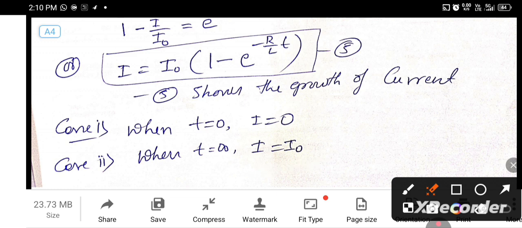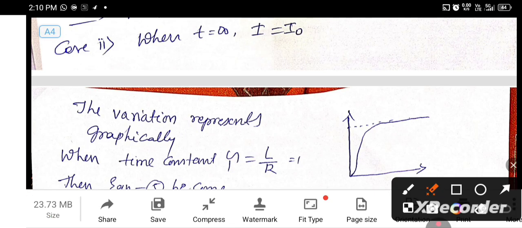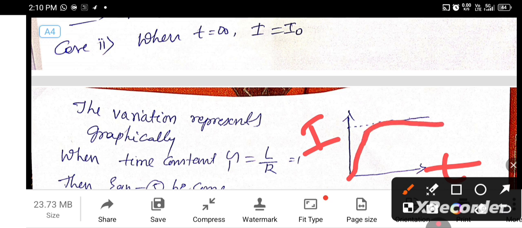This can be shown in the graph of t versus current. The current rises as the time increases. After some time, it goes constant up to infinity. So this is the maximum current, that is I naught.